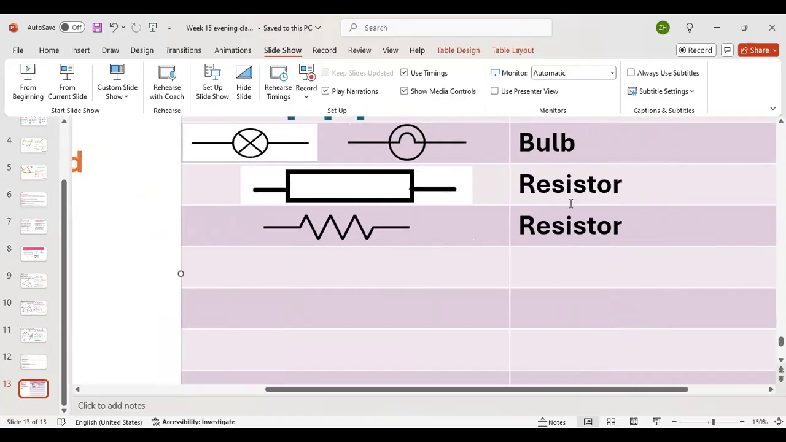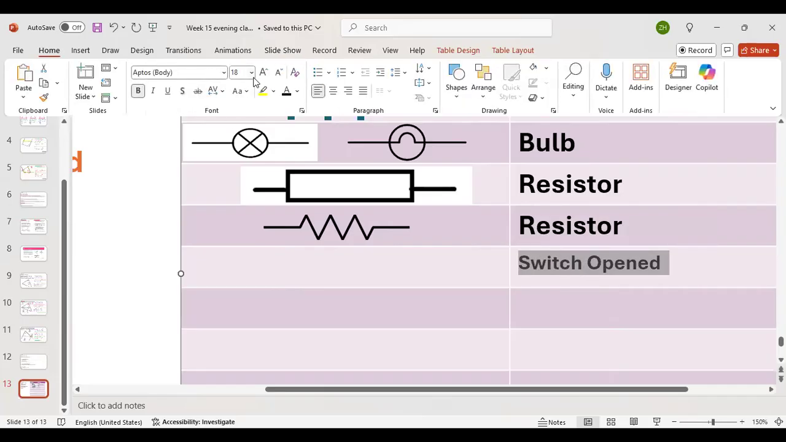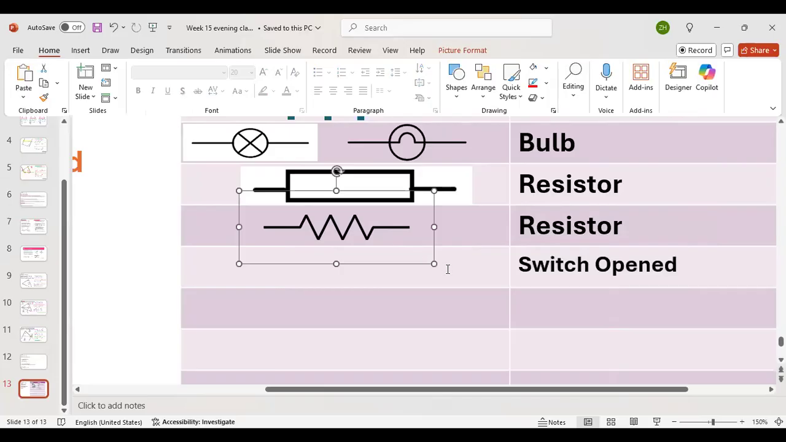So we have the resistor. What else? Open switch. So switch open. There's a symbol for this.